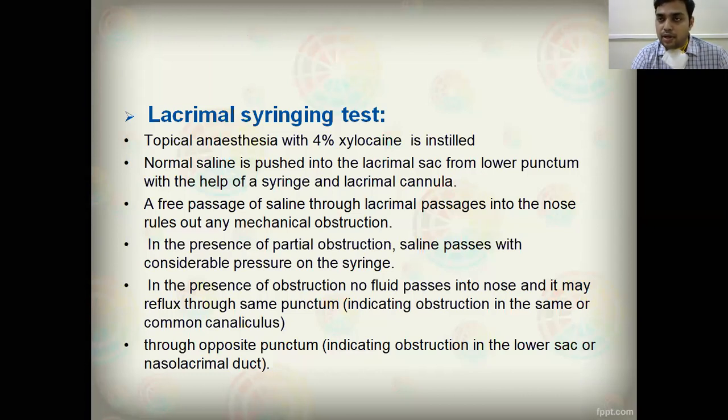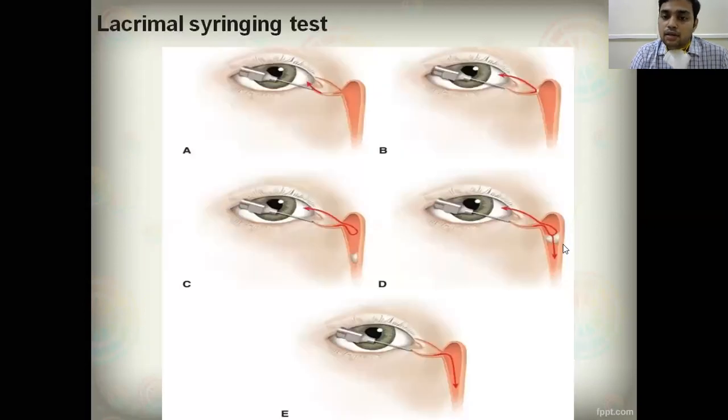If it is from the same punctum, it is because of the same canaliculus obstruction. If it is from the opposite punctum, it is because the obstruction is at the common canaliculus or lacrimal sac or nasolacrimal duct.